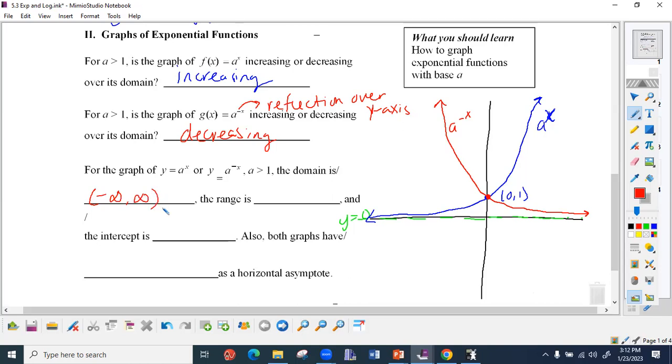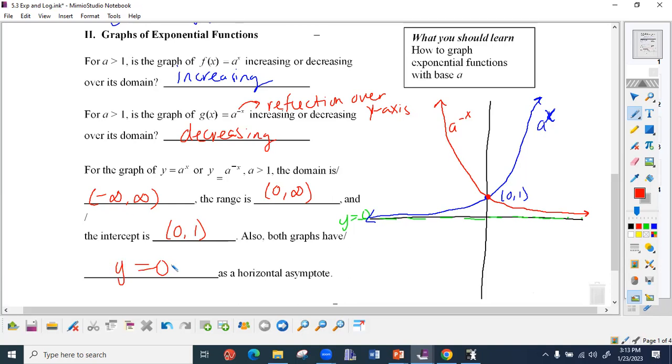Our range is what? 0 to infinity. There we go. Our range is 0 to infinity. We get as close as we can to 0, and then we continue onward. The y-intercept in this case is always going to be what? At (0, 1). And both have an asymptote at y equals 0.